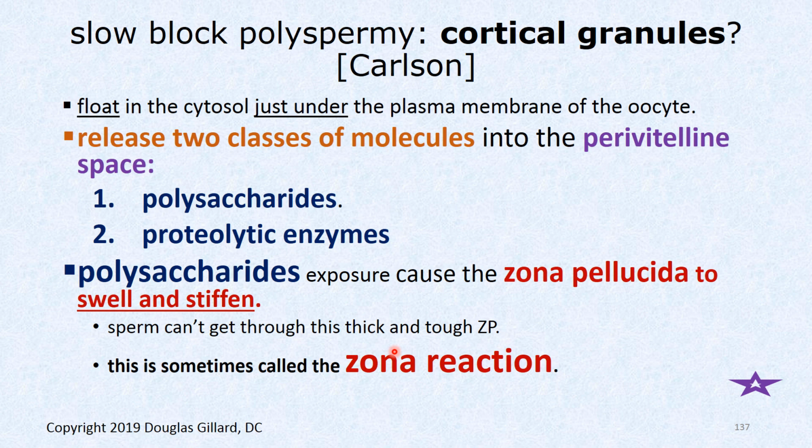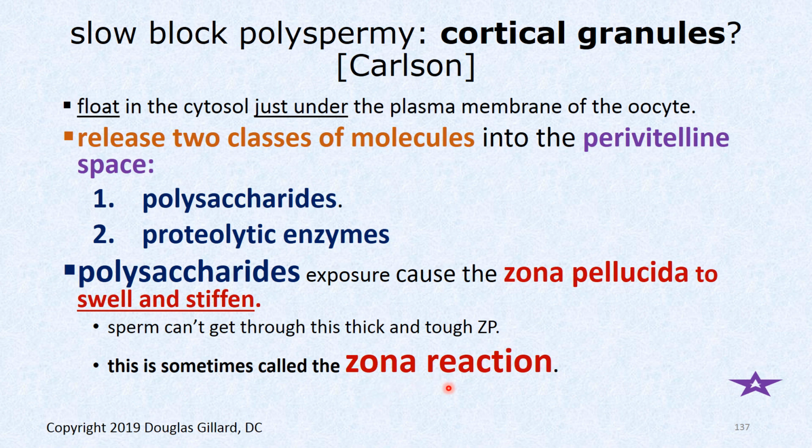What's the deal with cortical granules? They float around in the cytosol, minding their own business. But when they're stimulated to do so, they release 2 types of molecules into the perivitelline space, polysaccharides and proteolytic enzymes. We'll just leave it at that. Polysaccharides are what cause the Zona Pellucida to stiffen and swell. So this is yet another mechanism that prevents polyspermy, or more sperm from getting in there.